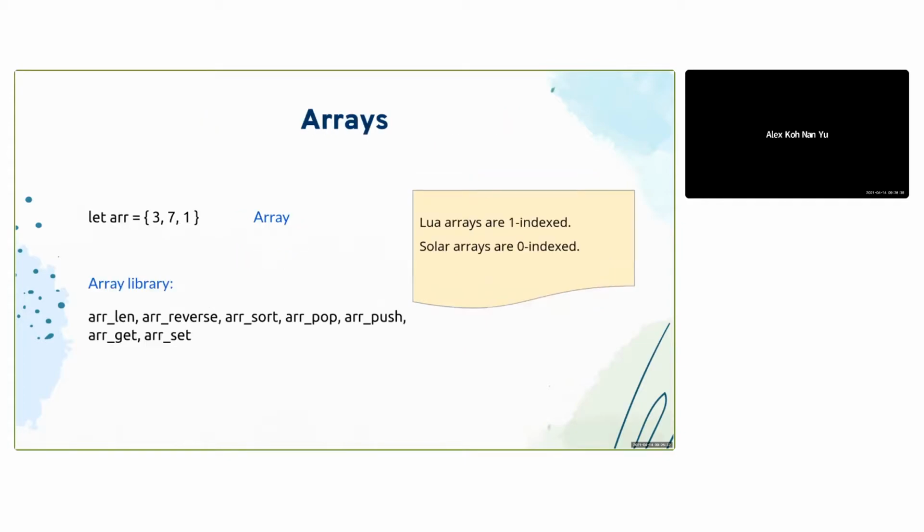So for arrays, the difference is not big. We just wanted to tweak it a little bit. Lua arrays start from index 1. Of course, we see the benefit in familiarity, so we chose to use 0 index. And as mentioned, we also implemented an array library in the big standard library.